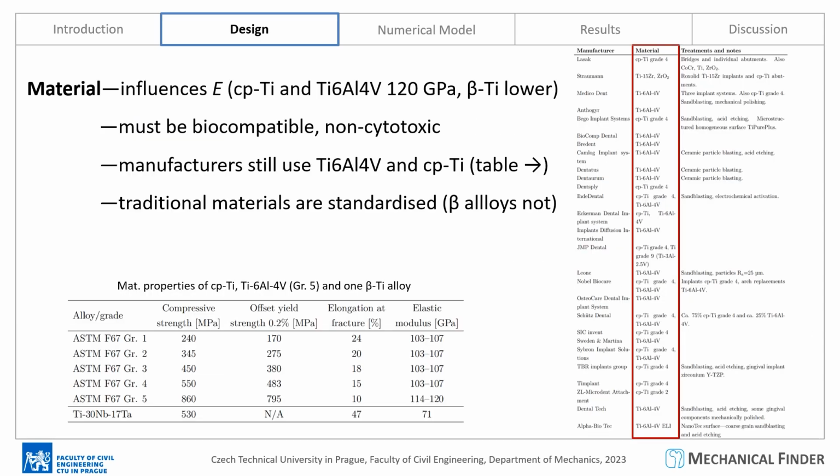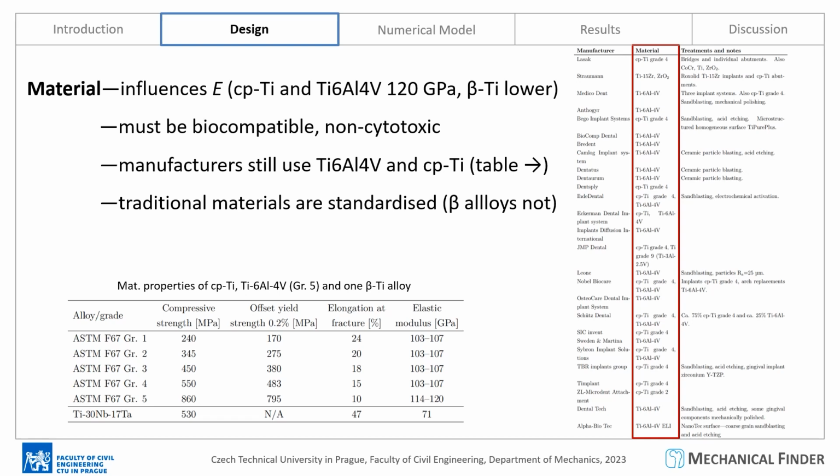As we can see from the table on the right, most manufacturers still use the trusty Ti6Al4V alloy and also various variants of the commercially pure titanium. I think this is mostly because traditional materials are standardized, whereas beta alloys are not. However, the use of beta alloys could be beneficial as they also further lower the material modulus. Overall, the material must be biocompatible, non-cytotoxic, and obviously the value of its modulus also influences the value of the modulus of the entire structure.